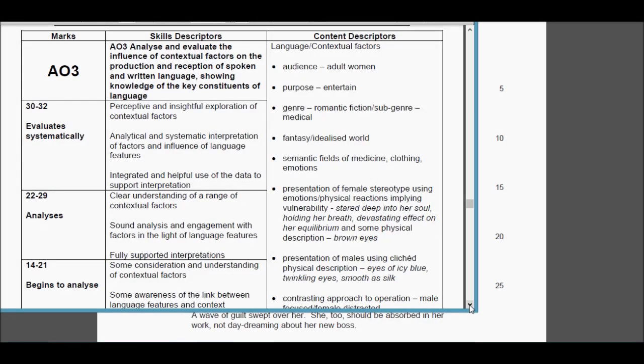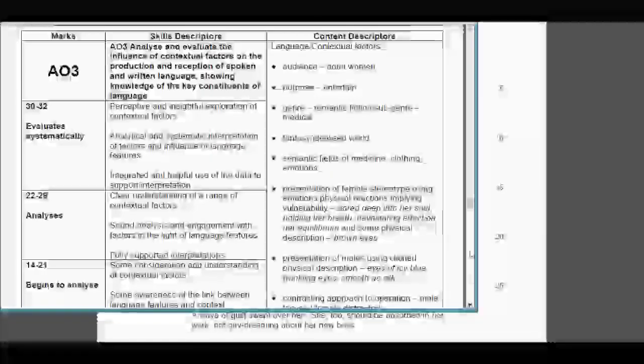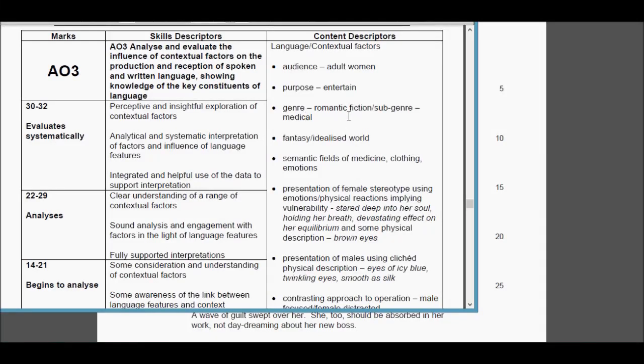Content descriptors for AO3 included that the audience is adult women, the purpose is to entertain, and thinking about the genre, so romantic fiction, with the subgenre being medical. Students could have talked about how it shows a fantasy or an idealised world, and they could make reference to semantic fields of medicine, clothing, and emotions.